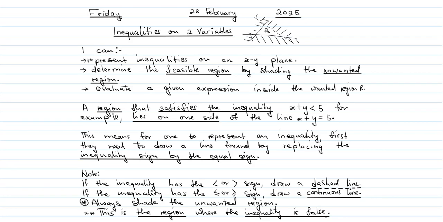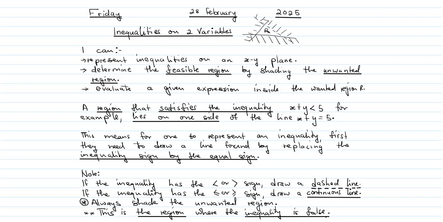Right, now, the region that we are talking about, that is specifically about one line. So a region that satisfies the inequality, whatever inequality you are given. For example, this one, x plus y is less than 5. It lies on one side of the line, this one. So basically, once you are given an inequality, in order for you to determine which one is my wanted, which one is my unwanted region, first of all, you need to draw what we call a what? A straight line. And this straight line, you draw it by simply replacing the inequality sign by the equal sign.